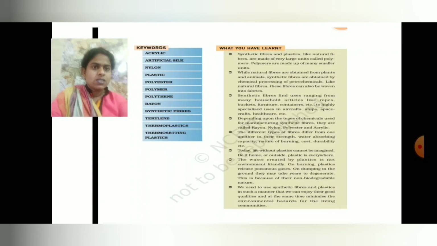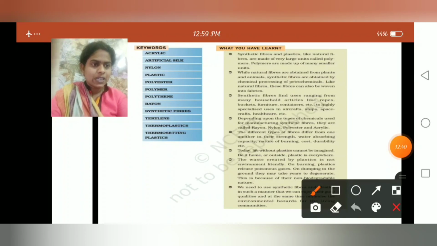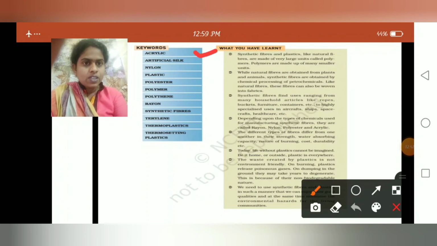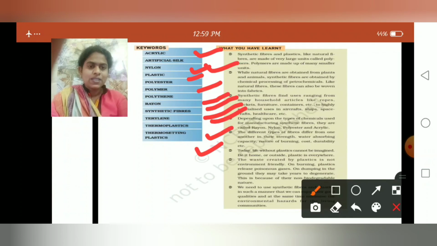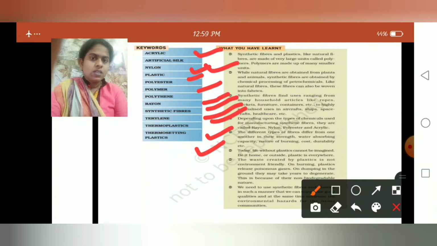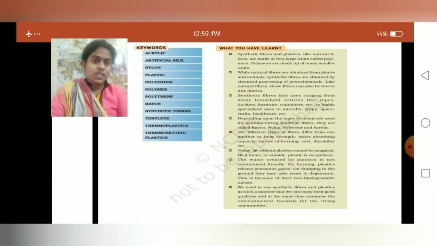So let us discuss some of the key points that we have discussed in the last class. Let us recall this. We discussed acrylic, artificial silk, nylon, plastic, polyester, polymer, polythene, rayon, synthetic fibers, terylene, thermosetting plastics, thermoplastics and plastics. So this completes our lesson 3, that is synthetic fibers and plastics.